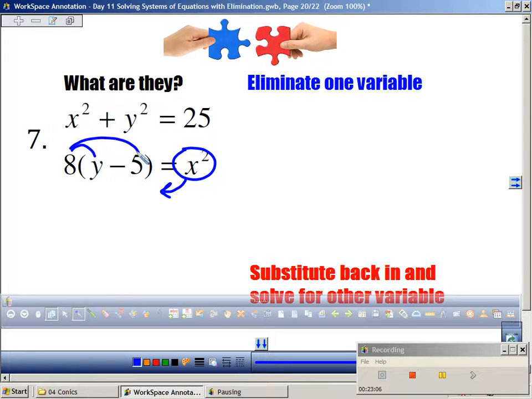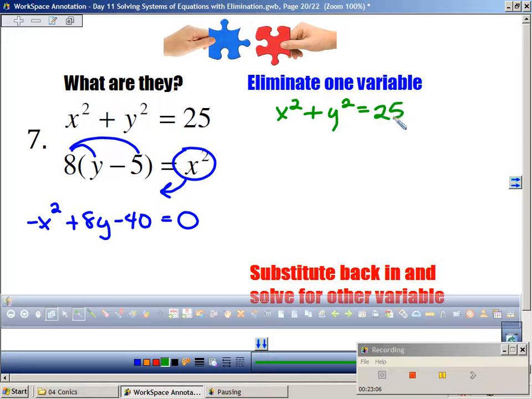Are you going to switch the X and the Y? I'm not going to switch the X and the Y. Check this out. Okay, so let's do this first. I want to put the X squared on this side, so it's going to be negative X squared. I'm going to distribute positive 8Y minus 40 equals 0. Now I want to make this one look a little bit more like this one, so I'm going to go ahead and rewrite right now. This one's just going to stay like this, X squared plus Y squared equals 25. This one is going to be negative X squared plus 8Y. And I might as well put that constant on the other side.